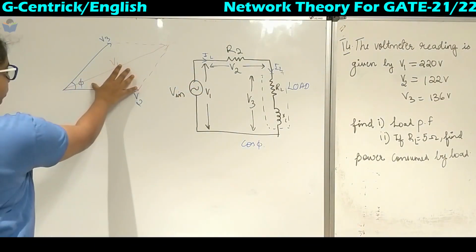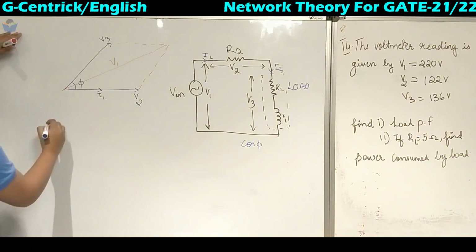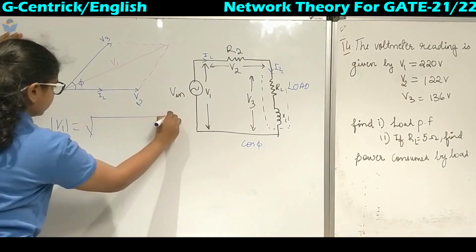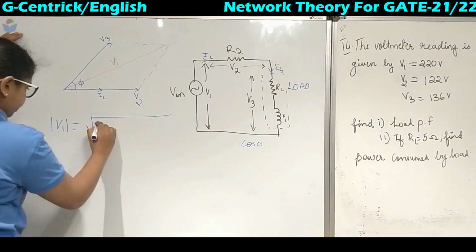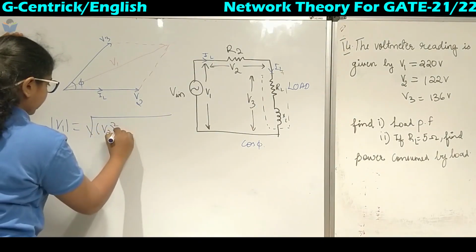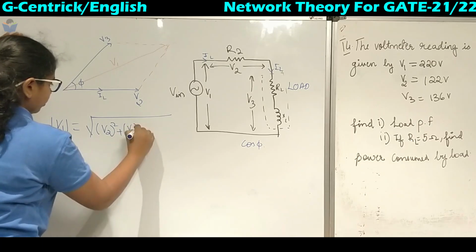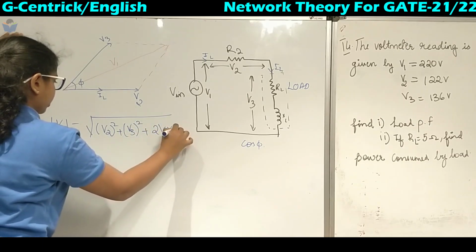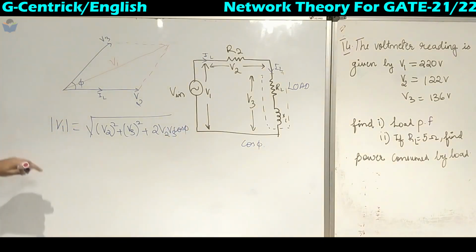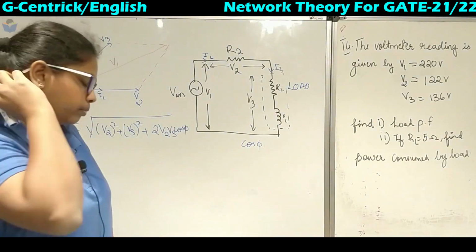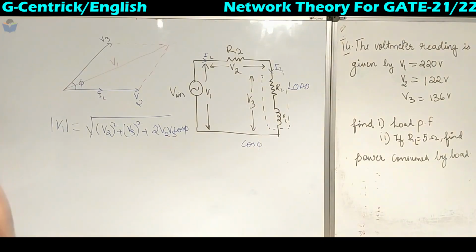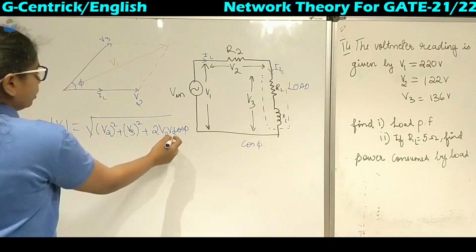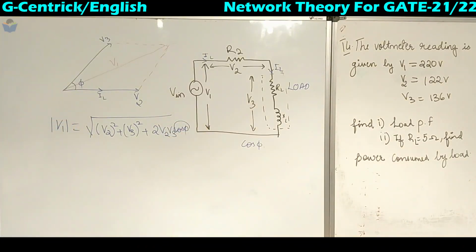First we will find out the magnitude. We can write V1 equal to under root of V2 square plus V3 square plus 2 times V2 V3 cos phi. This is from the parallelogram law of addition. Now we know all the values V1, V2, V3, only the unknown is cos phi.